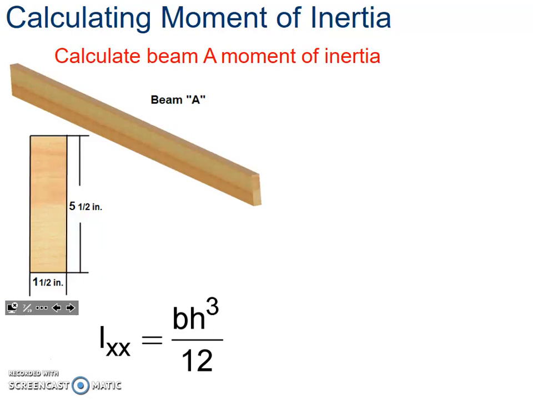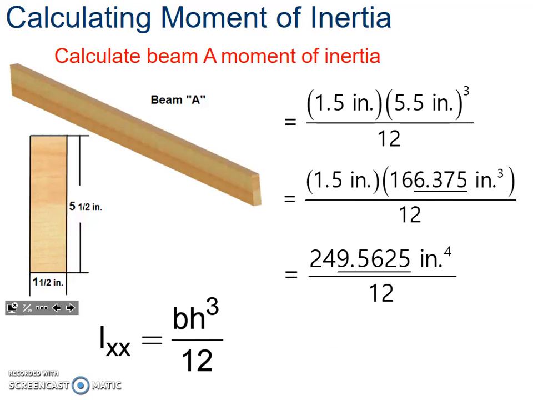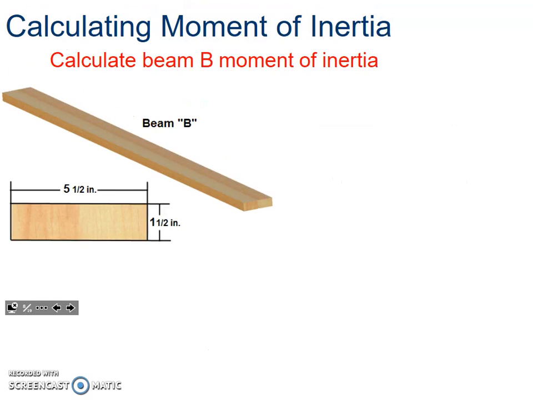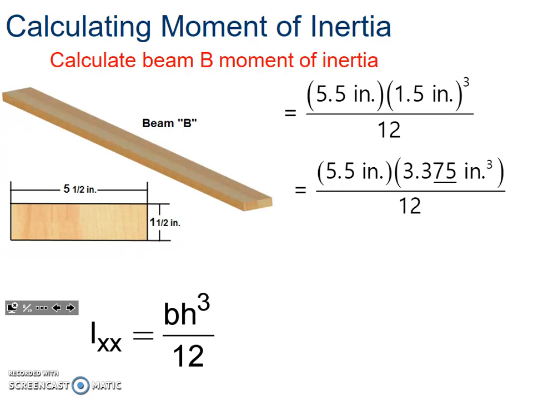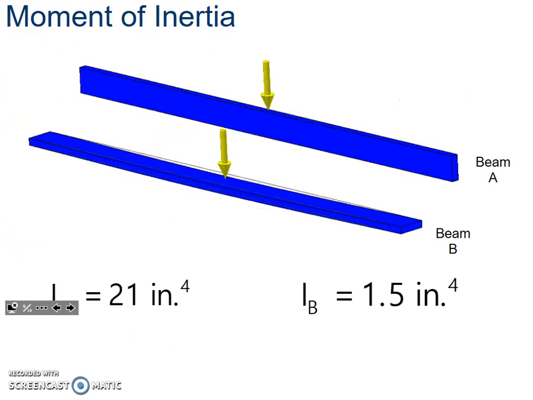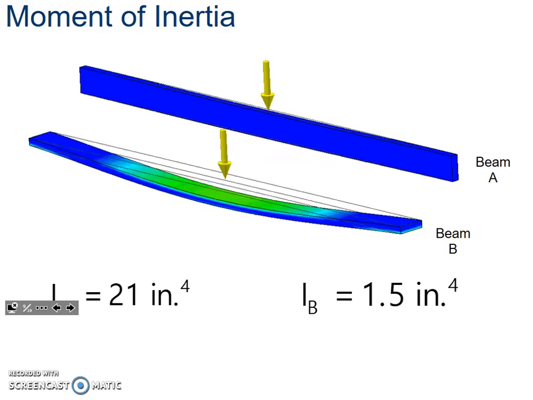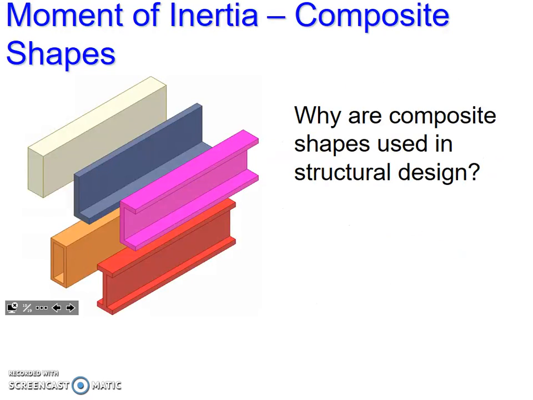So I want you to do that for this beam. Alright, we put in 1.5 times 5.5 cubed divided by 12, and that gives you 21. Now do that for B. Again, same equation, but this time 5.5 times 1.5 cubed divided by 12, and that gives you 1.5. Huge difference in deformation. You can see that both numerically and in the animation.